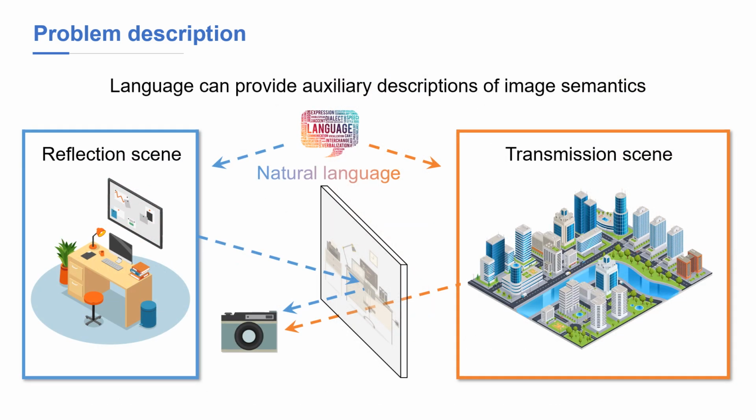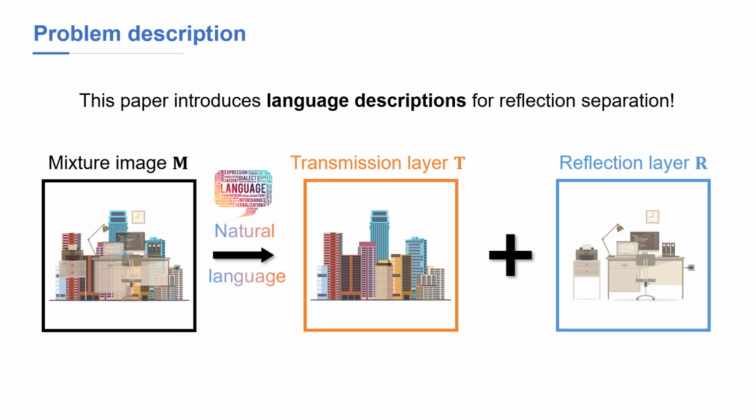Language can effectively convey humans' prior knowledge about the real world and can provide auxiliary descriptions of image semantics for transmission and reflection scenes. Therefore, in this work, we explore the problem of introducing language descriptions to guide the separation of reflection and transmission layers from mixture images.